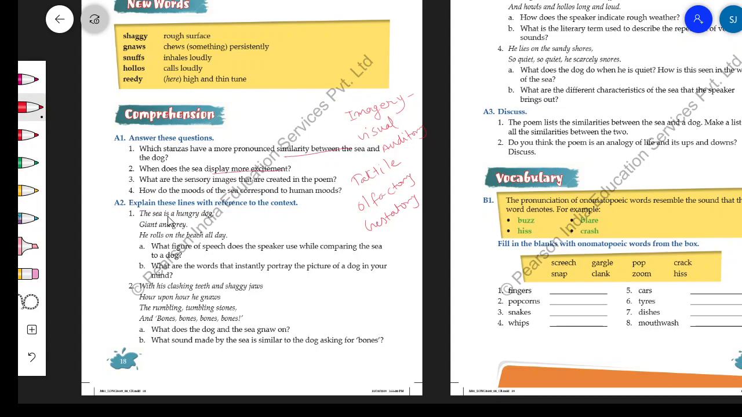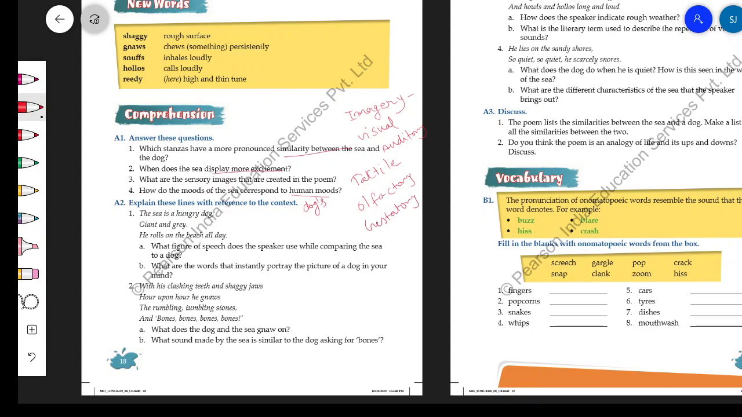Now next is, how do the moods of the sea correspond to human moods? Well, that's a very interesting question, that sea is compared with a dog, and now the question is asking how its mood compares with that of human. So let us not respond to it as if we are comparing it to human moods. Let us correct it and make it dog's moods. Okay, and let us respond to it that way.